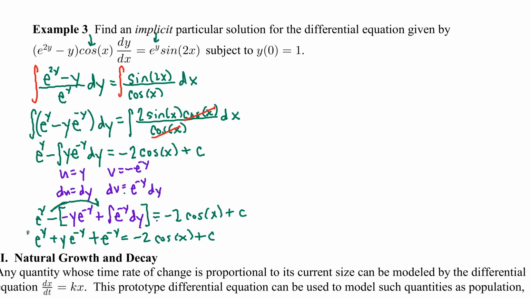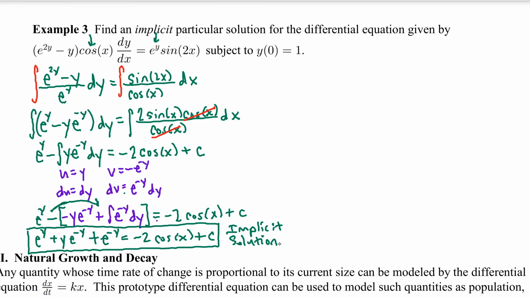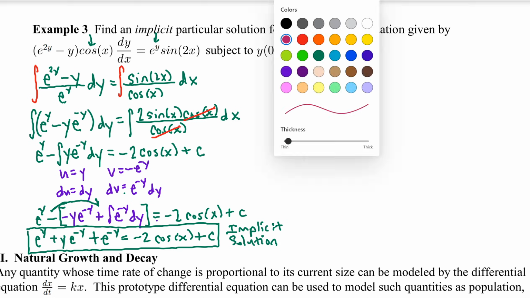So this is our implicit solution to the differential equation. Implicit because it is an equation containing both x and y. Y is not isolated as a function of x, but the derivative term is gone, right? So we have solved the differential equation. We're just dealing with an implicit solution. Notice in this case, it would be extremely difficult, if not impossible, to solve this equation for y. So we're going to leave it implicit.